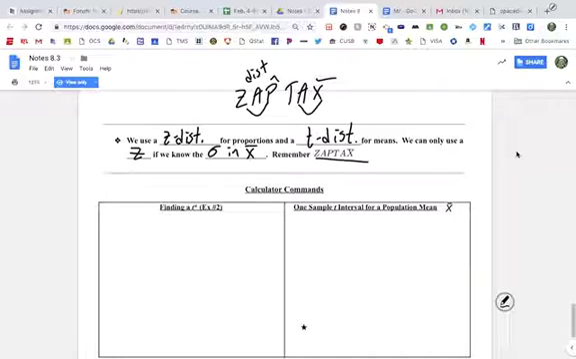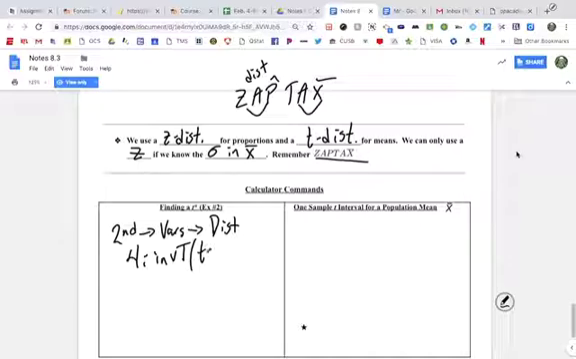Okay? Finding a T star. How do I do that on the calculator? Second, VARS. It's under distributions. It's number 4, inverse T. And again, what do I need for that? Tail area and degree of freedom. How do I find degree of freedom? It's n minus 1. Always write that down, even if you use a calculator.